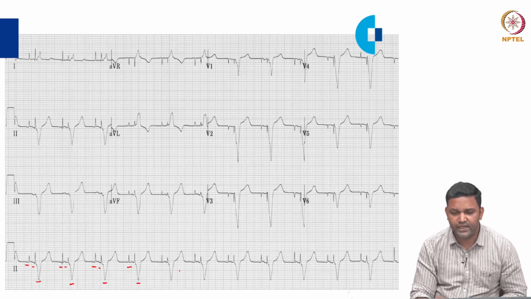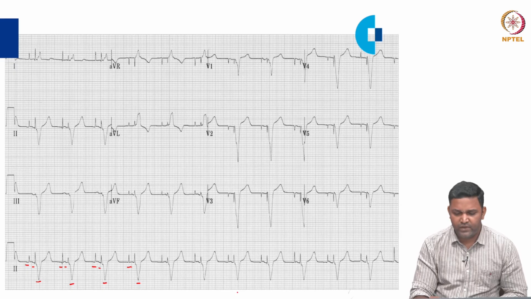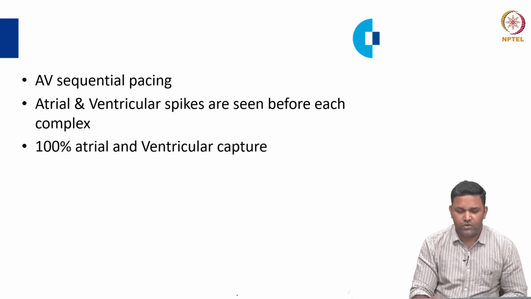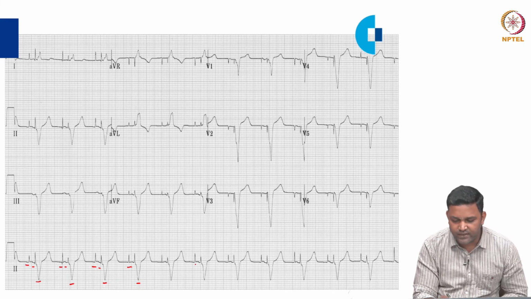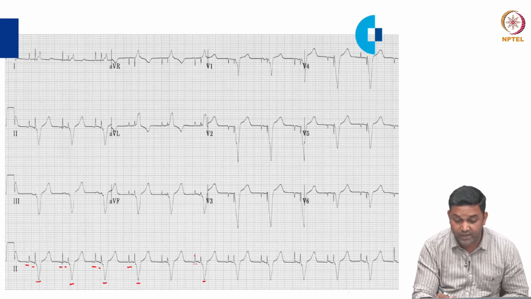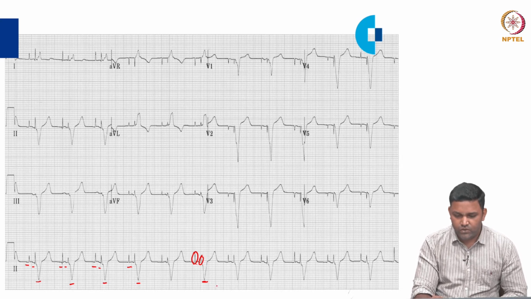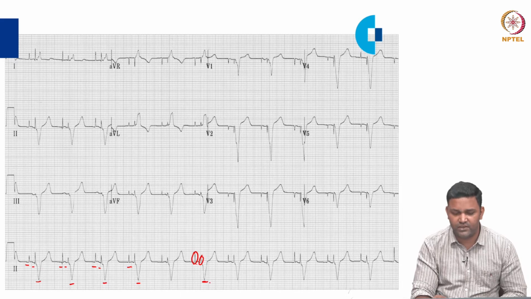This most probably is a DDD pacemaker, which can be a DDDR also, and this is AV synchronous pacing, sequential pacing. So, both the atrial contraction, that is the P wave, and the QRS are preceded by a pacing spike, and then the pacing occurs. So, this indicates there is 100% capture and 100% pacing.